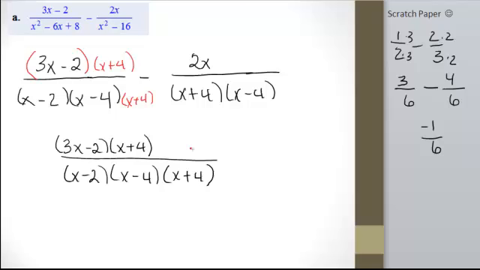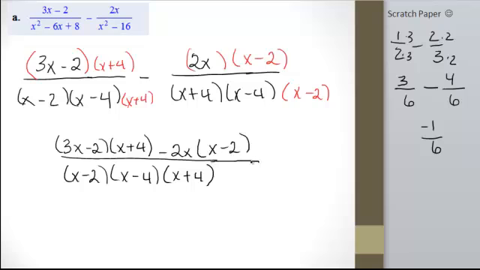What do you multiply by this denominator to get this one? You need an x minus 2. So you multiply this by the same thing, and you end up with minus 2x times x minus 2. Now be careful, you don't want to start crossing stuff off because there's a minus right here. So now what you need to do is multiply everything out. Well, not the denominator. Multiply everything out in the numerator.